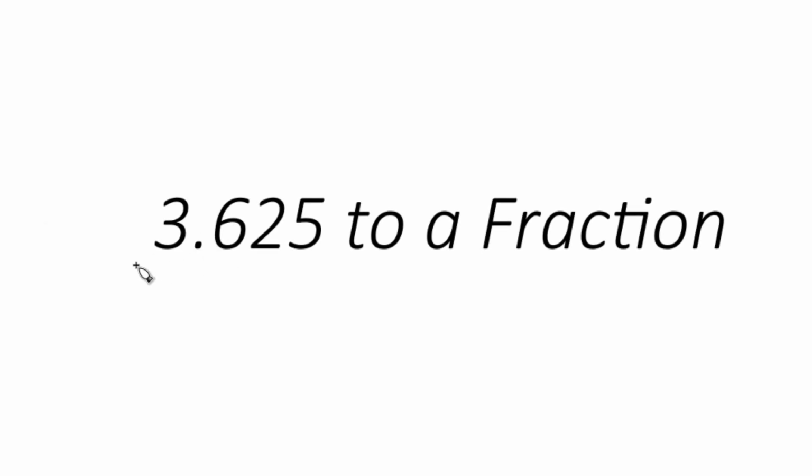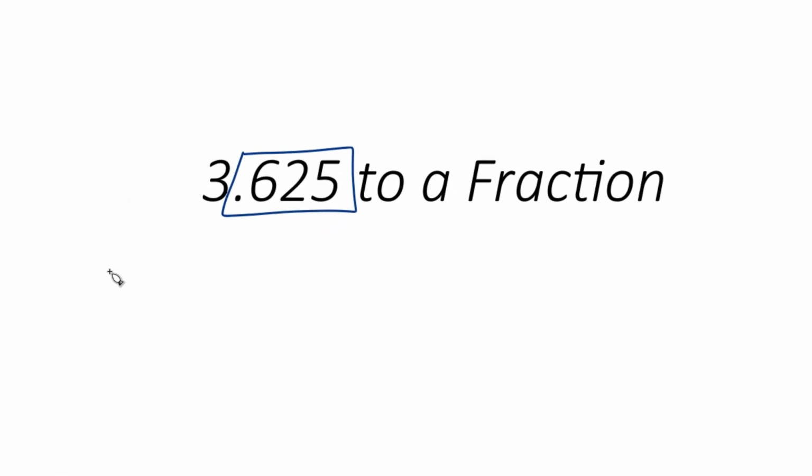Here's how you can write the number 3.625 as a fraction. And probably the best way to do it is to forget about the 3 for right now and get this 0.625 to be a fraction. So 0.625, how do we get that to be a fraction? We'll put the 3 back in later.